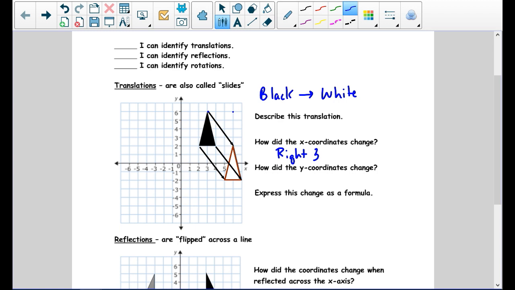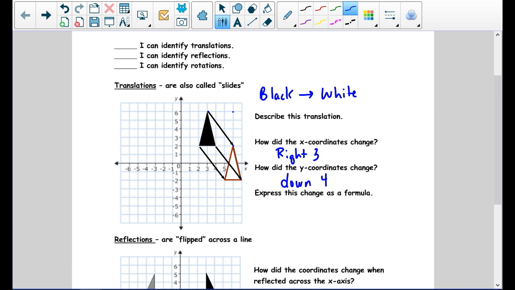What about our y values? So our y values went down 4. So all we're doing is moving it, in this case, moving it right 3 and down 4. Every point gets moved right 3, down 4.